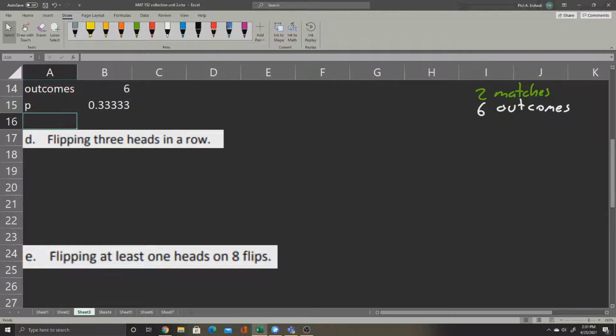Now, part D is slightly different from the others because we are asked to flip 3 heads in a row. Now, when you're flipping a coin multiple times, we can say that there are multiple events. A single event would be flipping the coin once. But if we're flipping it 3 times in a row, we can say there are 3 events. Every coin flip representing one event.